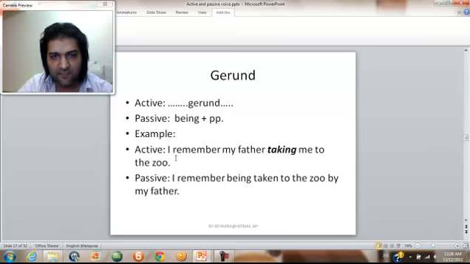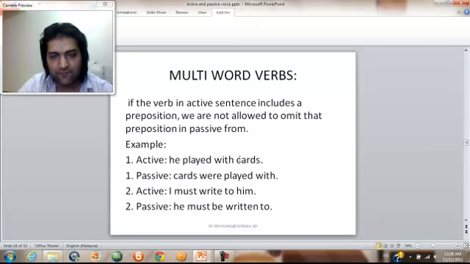Look at this example to understand it better. I remember my father taking me to the zoo. The passive structure becomes: I remember being taken to the zoo by my father. That's for gerund.